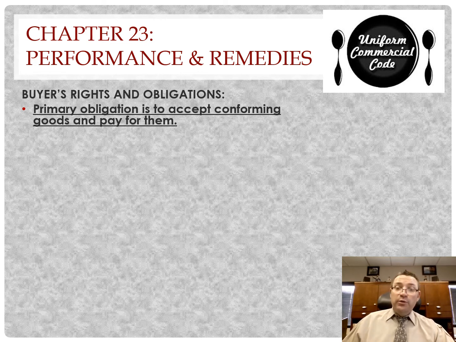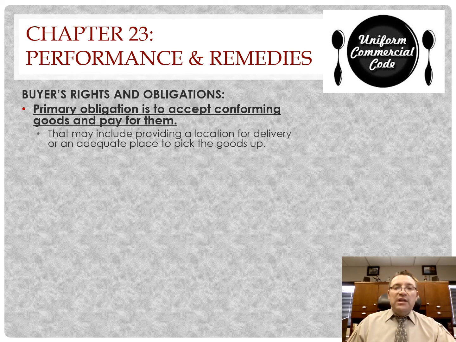Under the contract, you've agreed to buy X amount of items, right? Say Les Schwab agreed to buy 100 Toyo tires. Their obligation then is to accept those conforming tires and to pay for those conforming tires. If there were 2 that weren't conforming, they're still agreeing to pay for 98 tires and to accept those goods. They can't object to all of them. That may include providing a location for delivery or an adequate place to pick up those goods. In other words, you can't let Schwab hide the ball, saying we're going to purchase 100 and you need to deliver it within 30 days, but you don't tell them where to deliver it or anything like that, right?